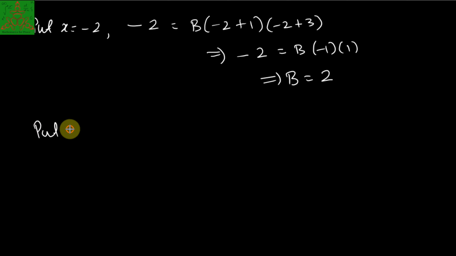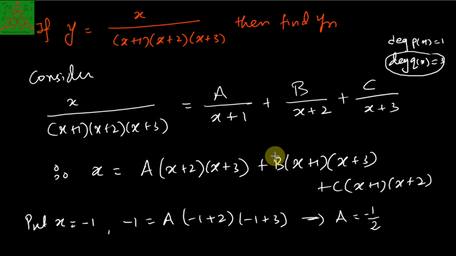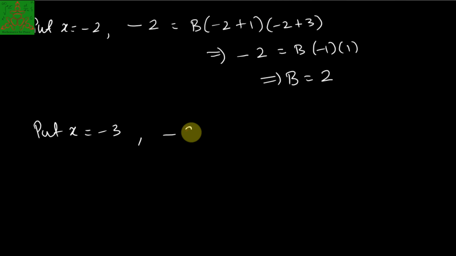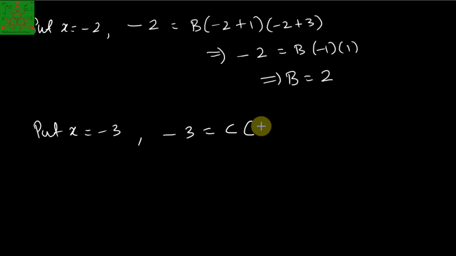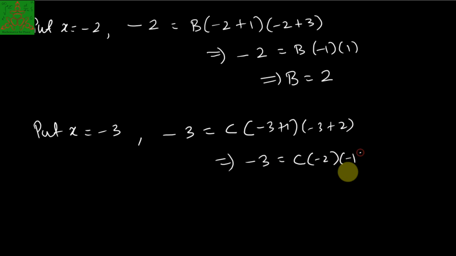Now I put x equal to minus 3, because x plus 3 is one of the factors. If I put x equal to minus 3, this quantity will become 0, this will also be 0. The quantity left is on this side, that is minus 3 equal to c into (minus 3 plus 1)(minus 3 plus 2). If you simplify further, this gives me minus 3 equal to c into minus 2 into minus 1. So this gives me c equal to minus 3.